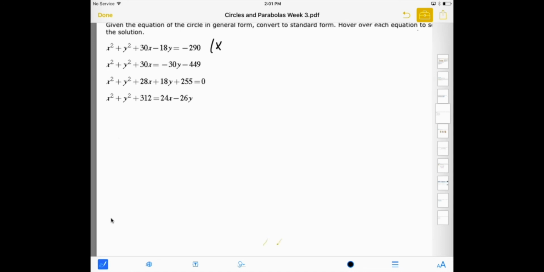Now for the next question, I'm going to go ahead and take x squared plus 30x, because I'm going to group the x's together, plus blank.